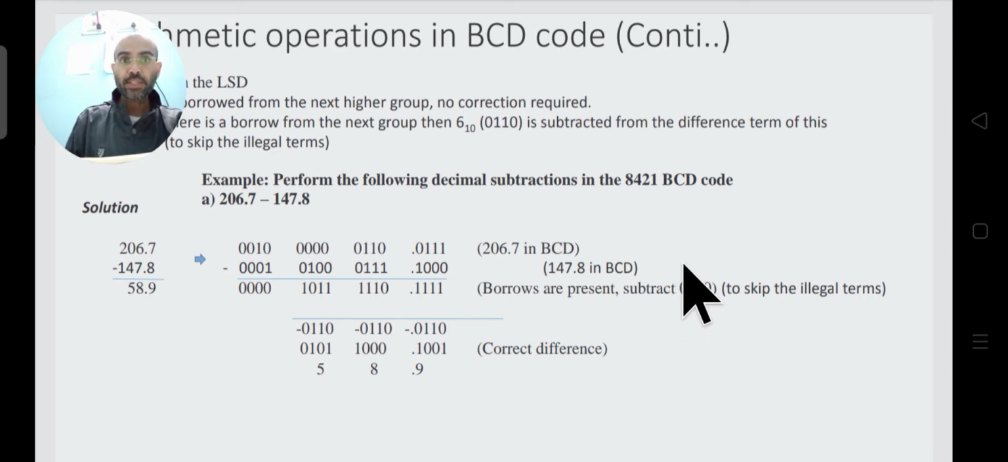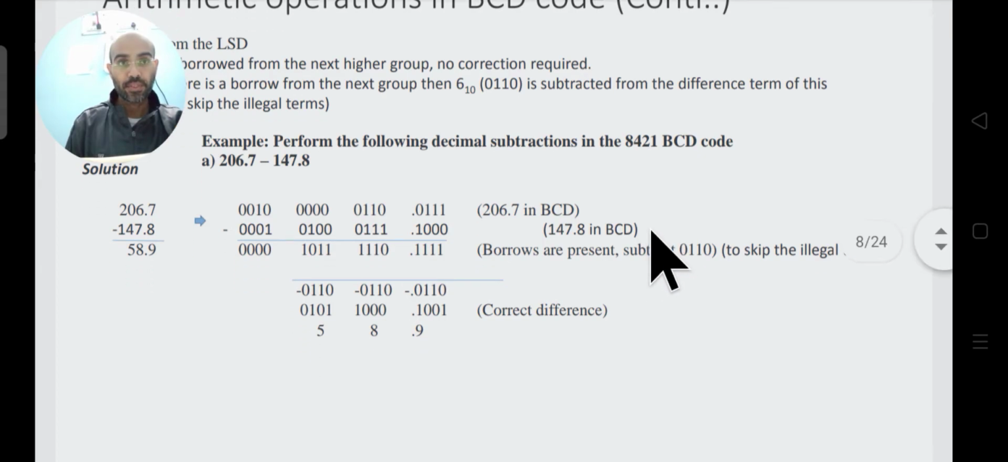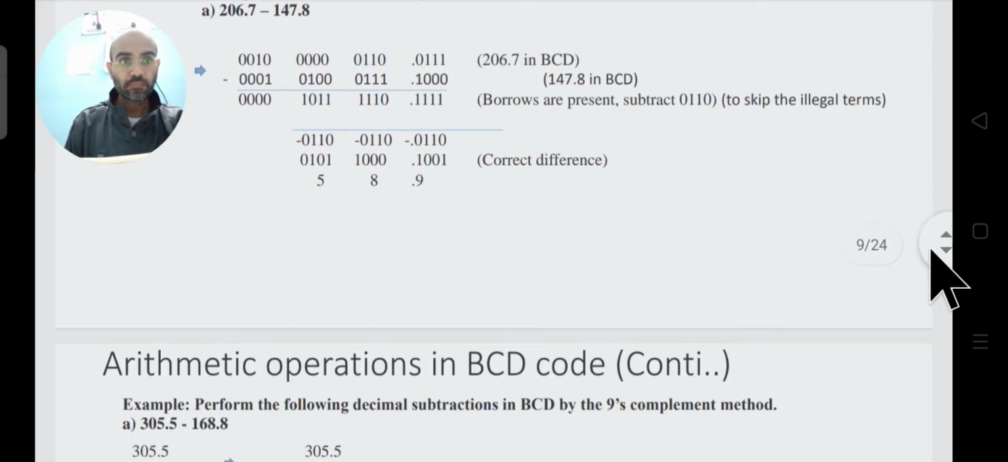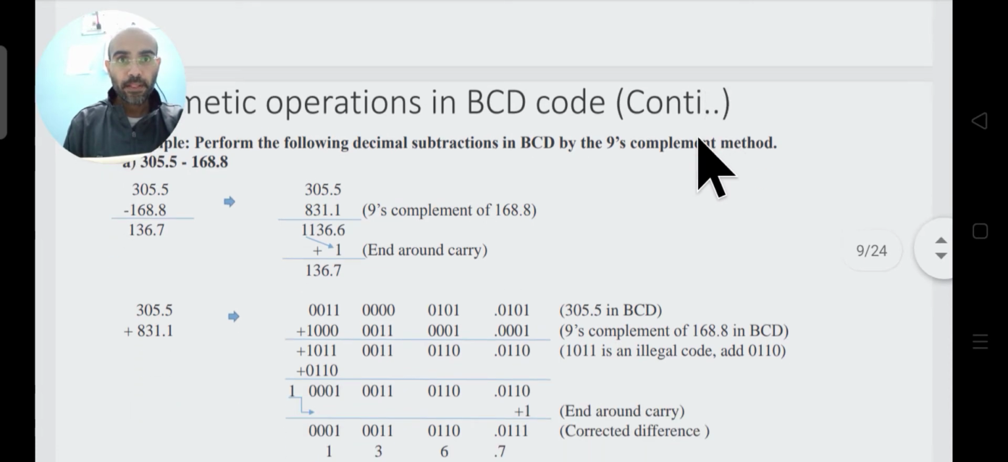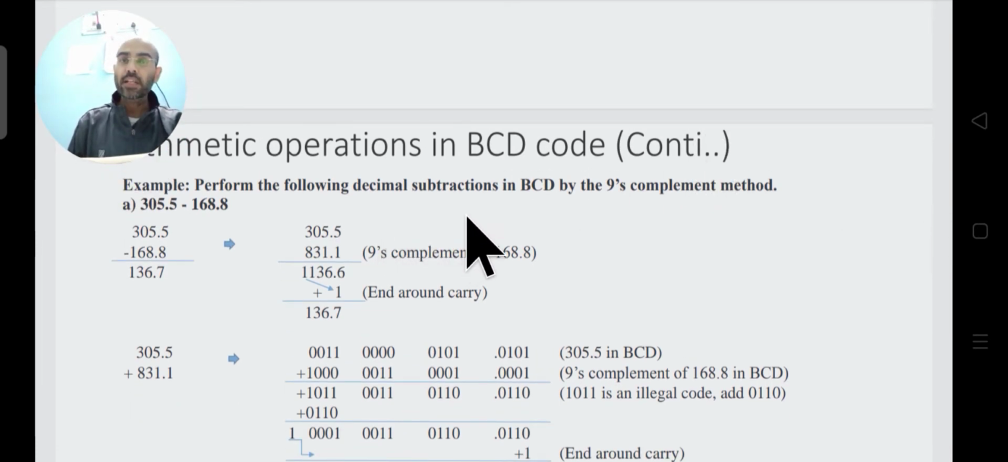Moving on to the next operation. Up till now we have seen the arithmetic operations in BCD: how to perform addition in BCD codes and also the subtraction of two numbers in BCD codes. Now let us see how to perform the subtraction in BCD code, but now by using the complement method.